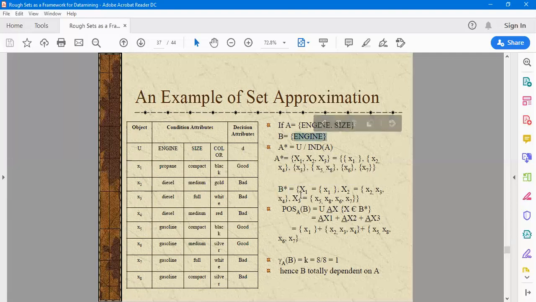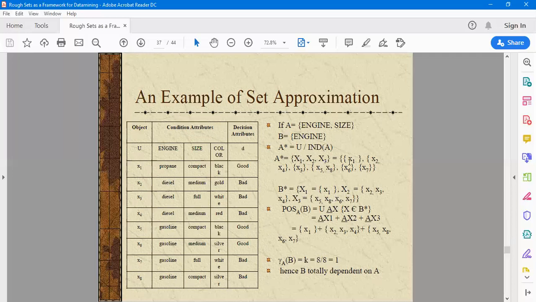B star means all the indiscernibility classes on B. Now B is engine, right? In the previous case, A was engine and size together. Now, when we calculate B star, we will be taking only engine, so only X1 will be considered. This equivalence class would be considered. Now, X2, what is X2? X2, X3, X4 is again another equivalence class if only engine is taken, because there are three domain values: propane, diesel and gasoline. So obviously there will be three indiscernibility equivalence classes: X1, X2 and X3.